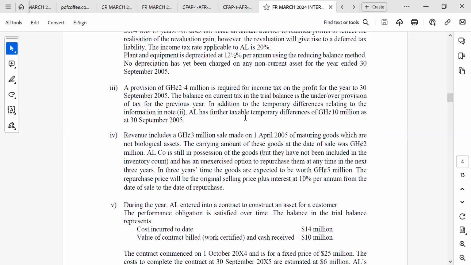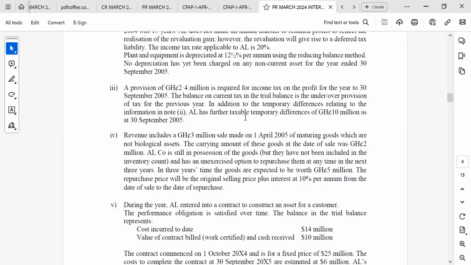Okay, let's come here. The revenue includes a 3 million sale made on 1st April of maturing goods which are not biological assets. The carrying value of these goods at the date of sale was what? 2 million. So the cost of the goods is 2 million, but they sold it for what? 3 million, isn't it? Yes. It means that they are making a profit of what? 1 million. Okay. The company is still in possession of the goods. You are still keeping the goods. Can that be recognized as a sale?